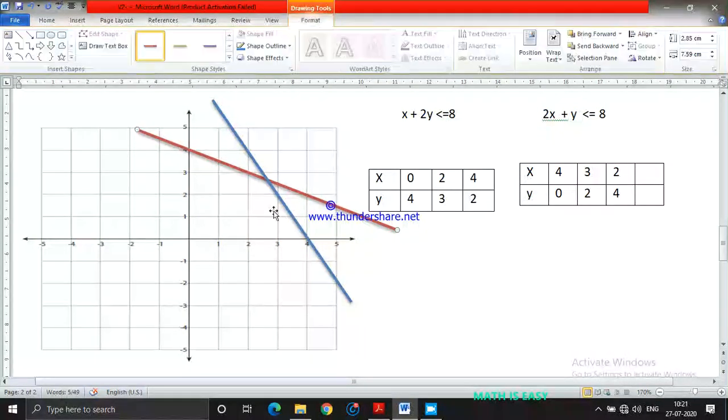So here what you do is, if it is less than, obviously it has to be below. You can check 1 comma 1. If I take 1 plus 1 is 2, 1 plus 2 is 3, 3 is less than 8, so below the line. So what you can do is, you can draw the line. So I need not go for the negative axis. This solution set will be there.